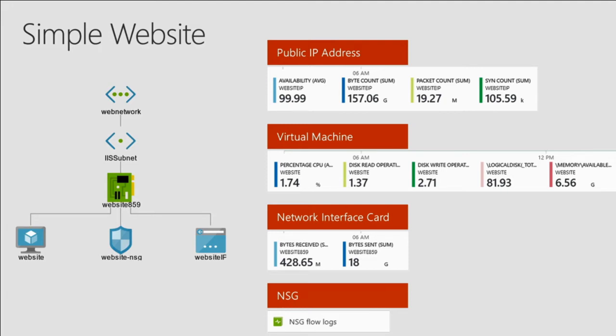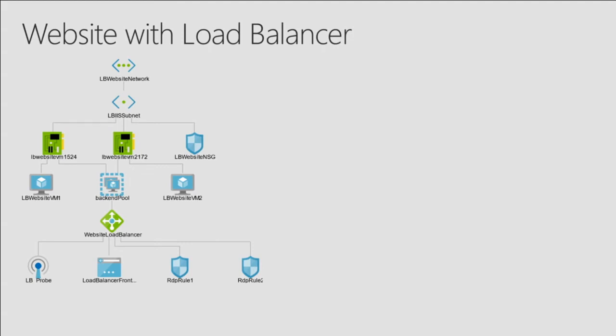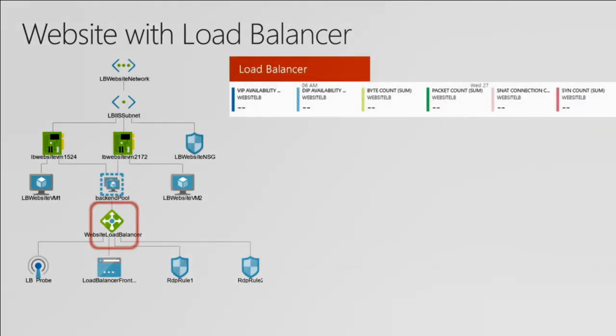So I've got a simple website. Everything was going fine. Now all of a sudden you realize there's a lot of traffic coming in. Then how about I put a load balancer into the mix, right? So this is what the topology looks like. And the same thing, I have got two VMs now that are load balanced behind. I have got a website load balancer over here, and then I have the front-end IP.